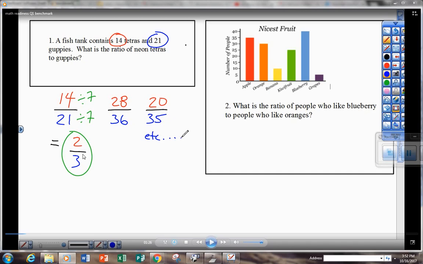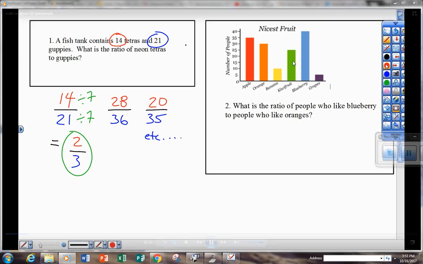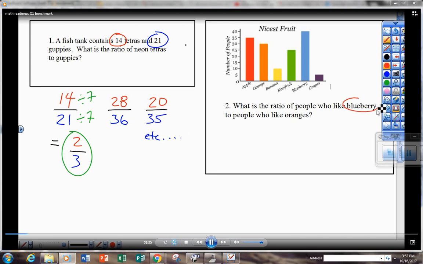That is the ratio. For number 2, for this one, you need to find the numbers from the bar graph to put this into the ratio form. So this one's asking for blueberries to people who like oranges. So the blueberry number first, to orange number second. So if I look on my bar graph, blueberries, if I look over, it shows me it's 40. So that number goes on top.